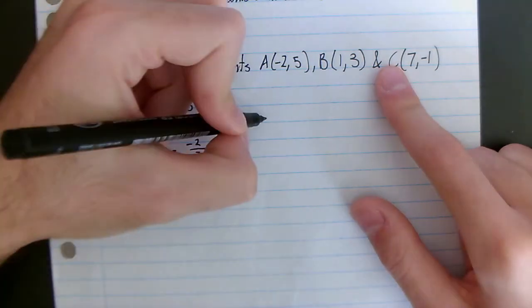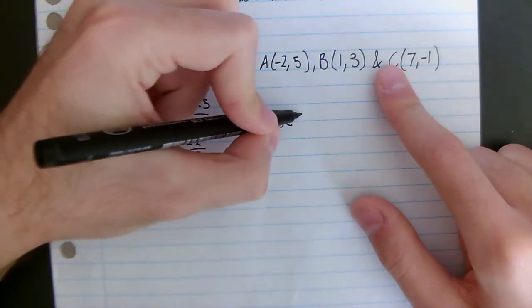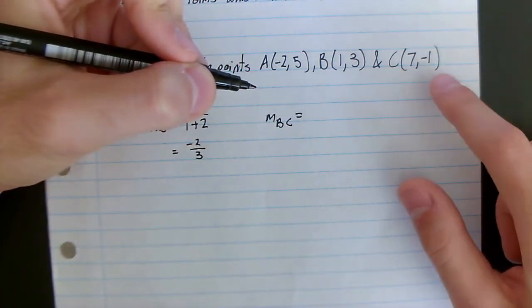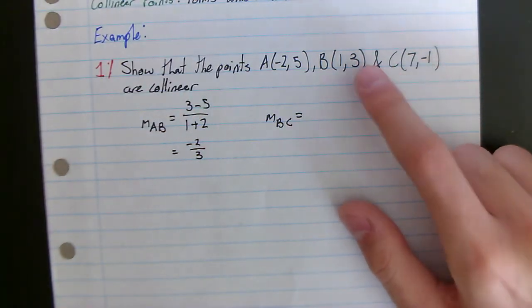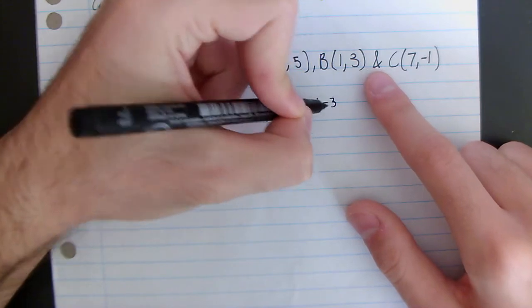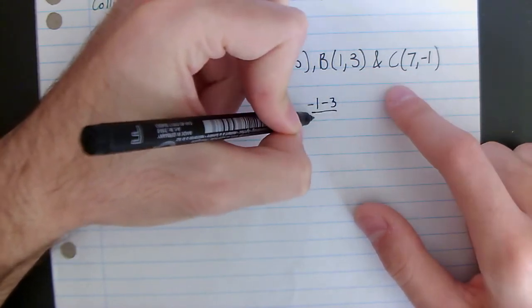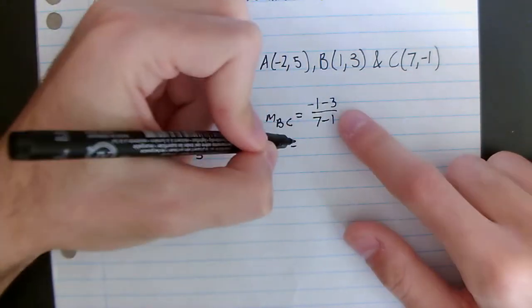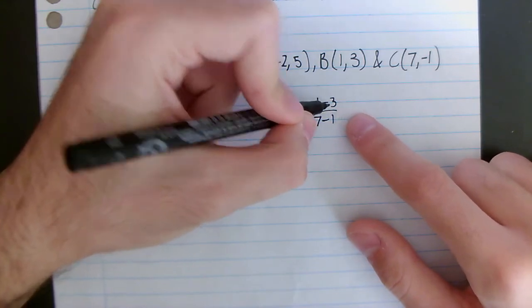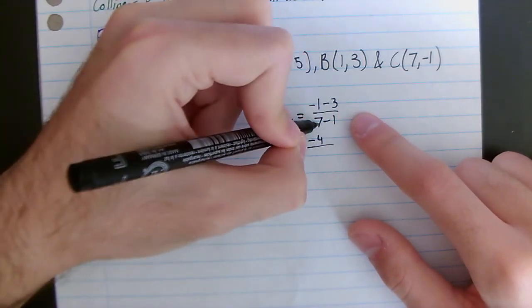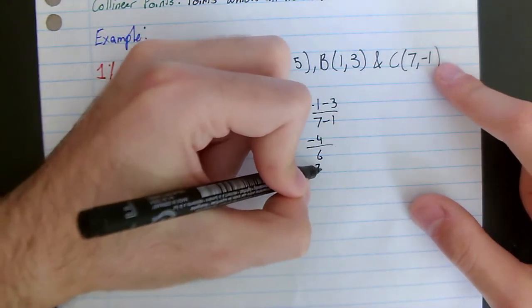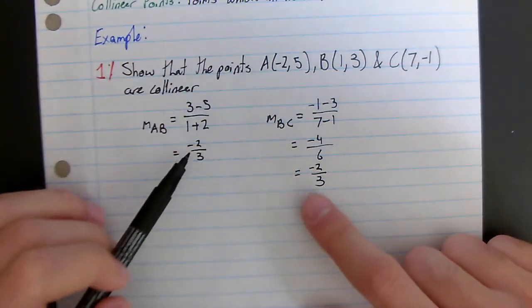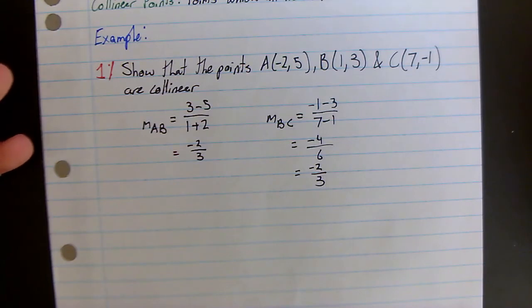Now what's the gradient of the line BC? That's equal to, yet again, (y2 - y1) over (x2 - x1). So it's going to be -1 minus 3 over 7 minus 1. And that's going to be equal to -4 over 6, which simplifies to -2 over 3. So because they're equal, we can conclude that they are collinear.